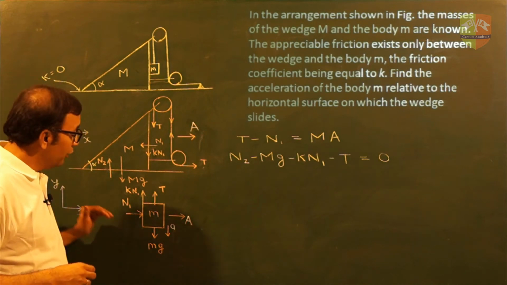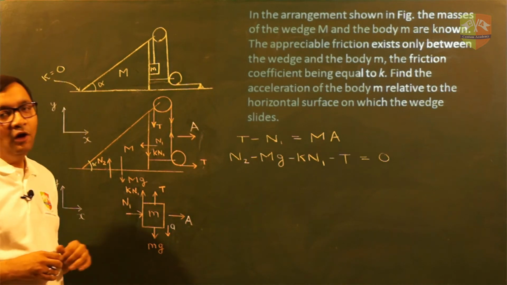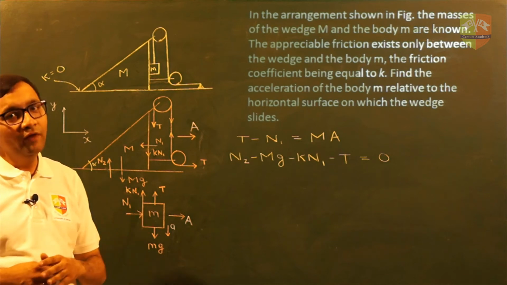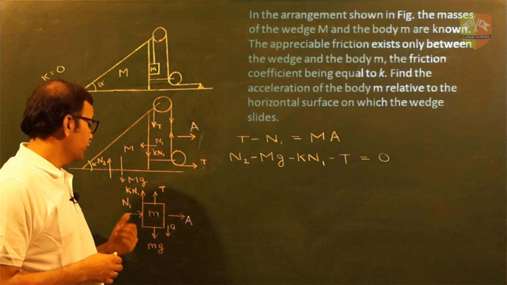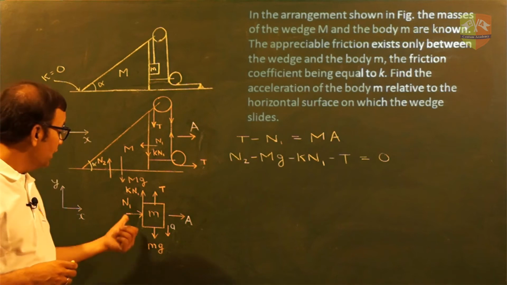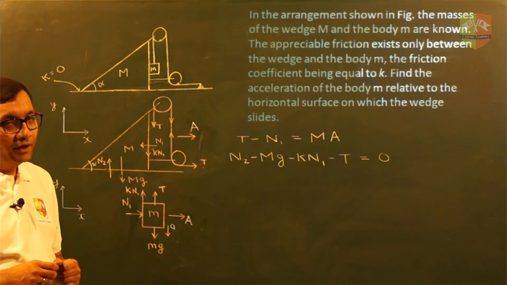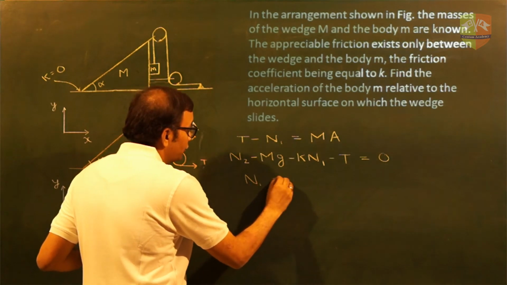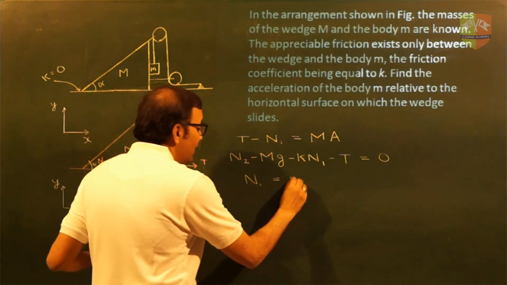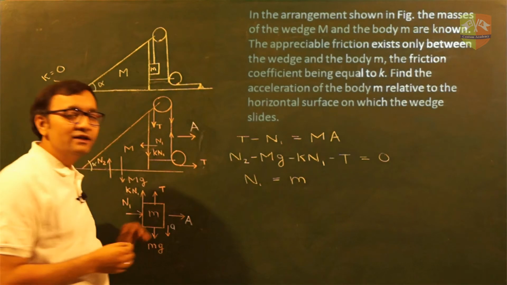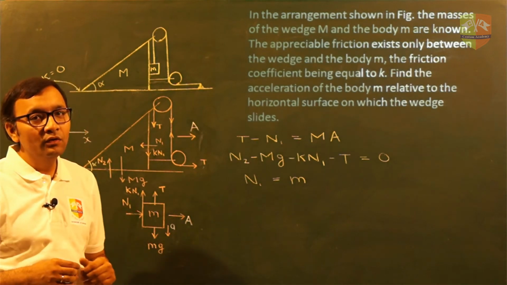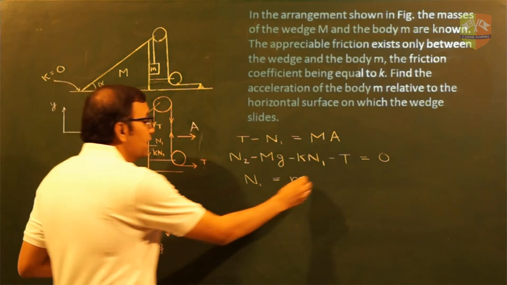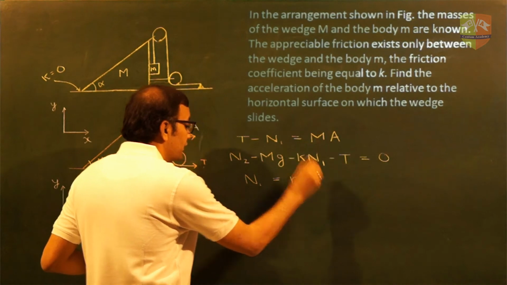Now let us write down the equations of motion for small m along x and along y direction. Along the x direction, what forces can you see? You have the N1 force, right? So the N1 force should be equal to mass times acceleration. What is the acceleration of small m along the x-axis? Acceleration is capital A, right?